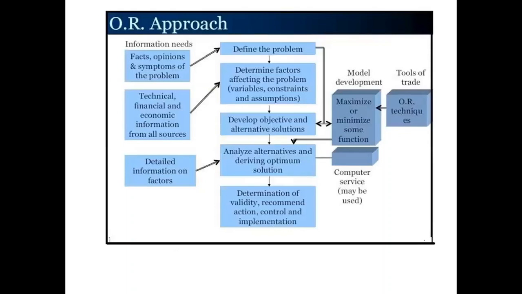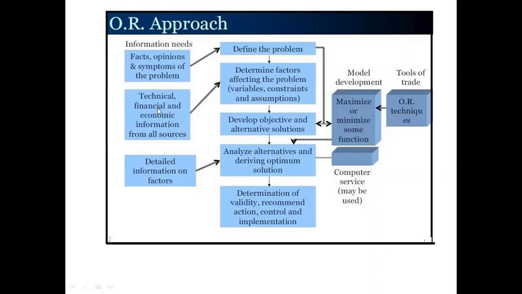Now come to the operational research approach. Information needs facts, opinion, and symptoms of the problem. First of all, we have to define the problem. In defining the problem, we have to know the facts, opinion, and symptoms of the problem, where the problem is going to arise. After that, determine the factors affecting the problem. In the second step, we determine which factors are affecting the problem, the variables, constraints, and assumptions.